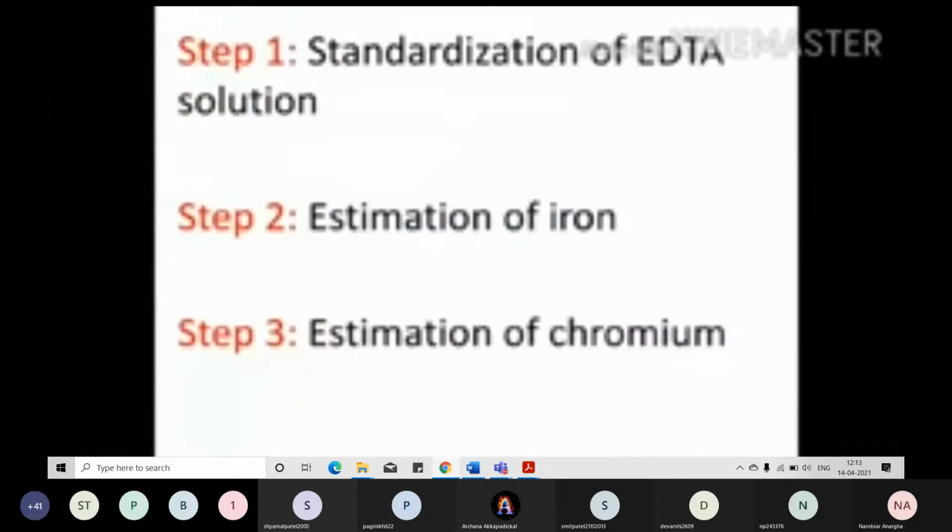This experiment consists of three steps. Step 1 is standardization of EDTA solution. Step 2 is estimation of iron. Step 3 is estimation of chromium.